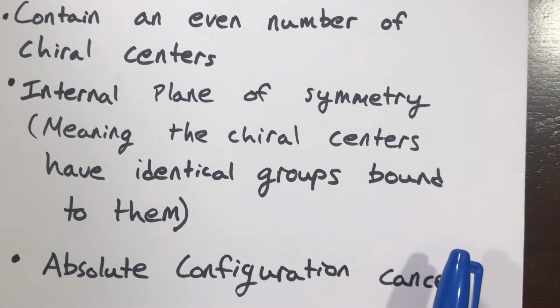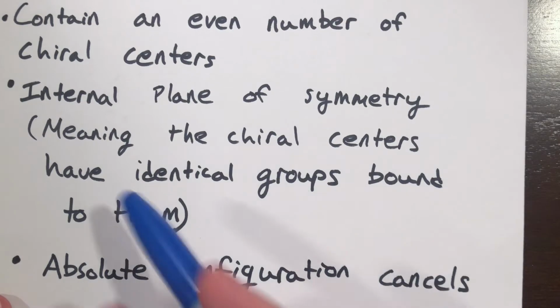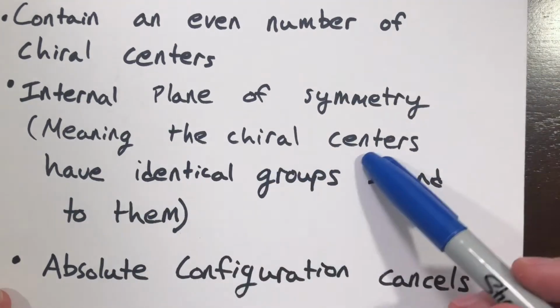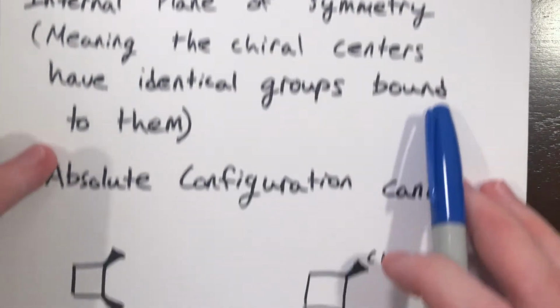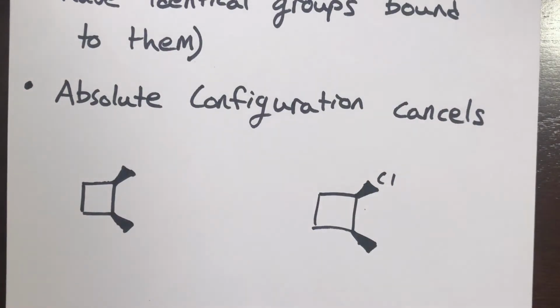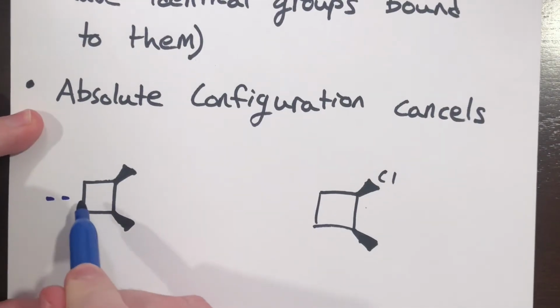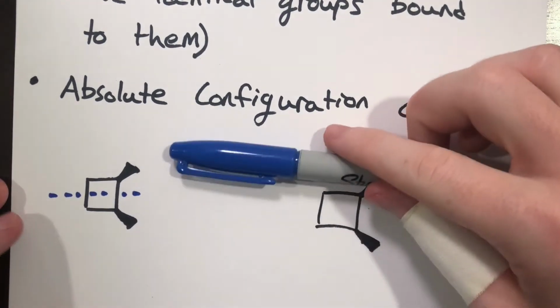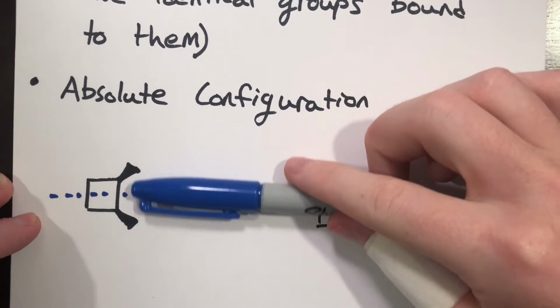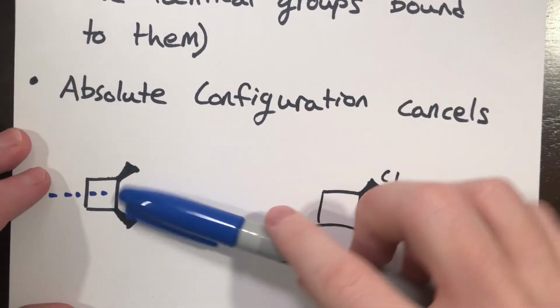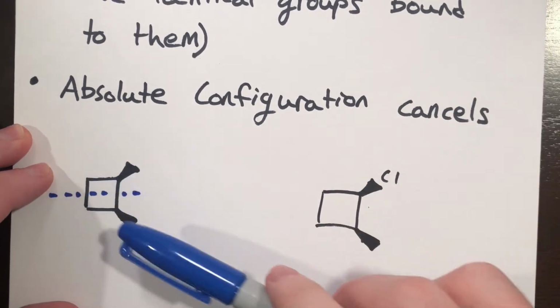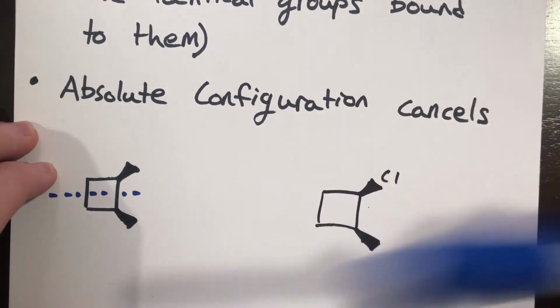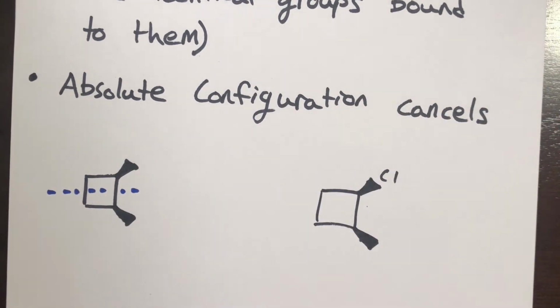Next, it must have an internal plane of symmetry, or if that's difficult to see, the chiral centers must have identical groups. There is an internal plane of symmetry, and it is right here. I'll draw a dashed line. Either side of that line has the exact same group, the exact same molecule. You have a carbon bound to a methyl and a CH2. That is the same on either side, so there's your plane of symmetry. You can also look at the chiral centers and identify that there are the exact same groups bound to them.